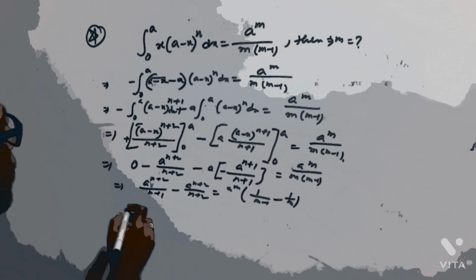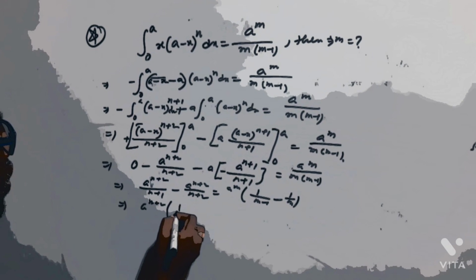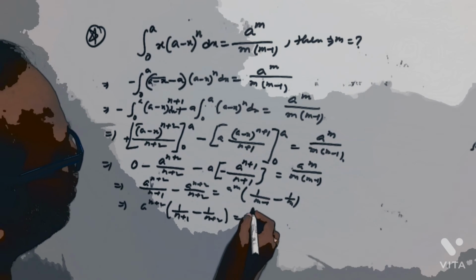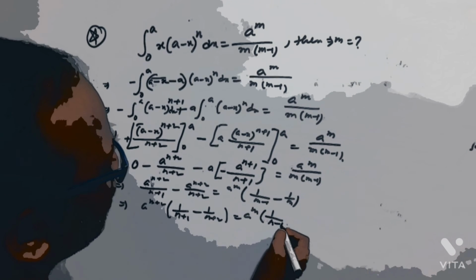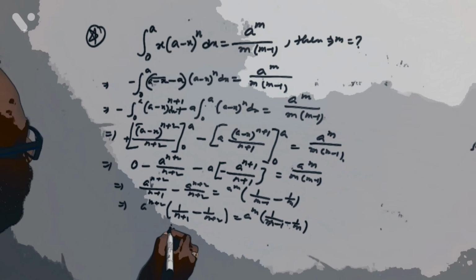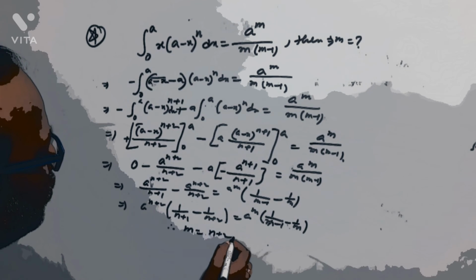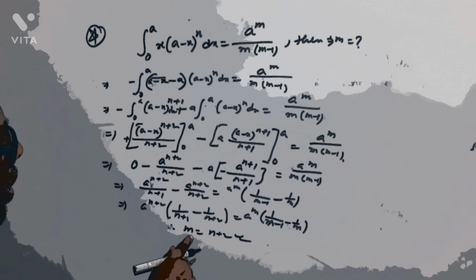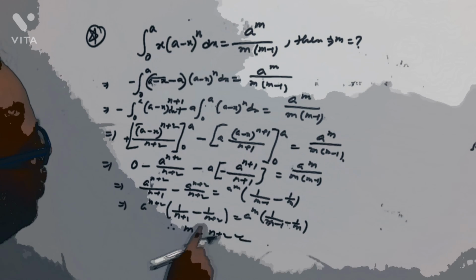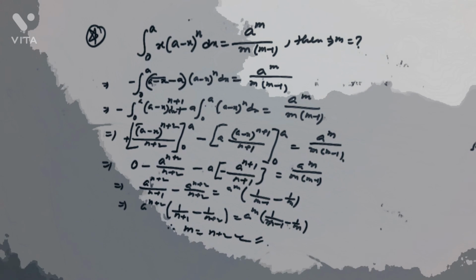Split this factor by partial fractions. Now take a^(n+2) common, and here we have (n + 2) minus (n + 1). If we compare both sides, we get m equal to n + 2. If we put n + 2 in place of m, we get n + 1 and n + 2. So the value of m here is n + 2.